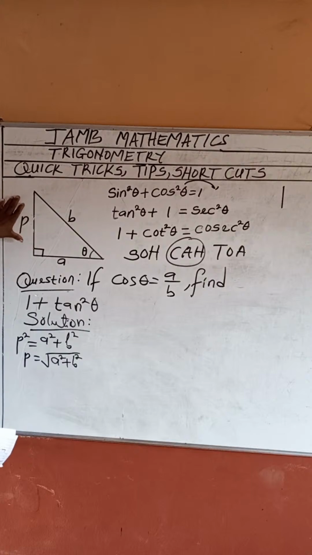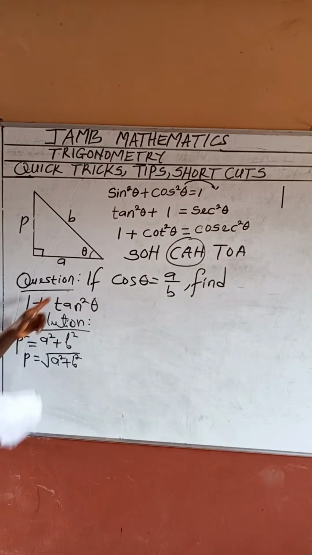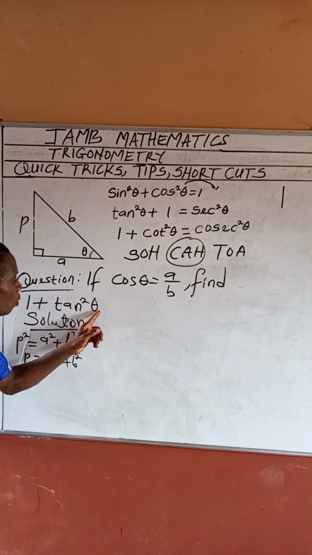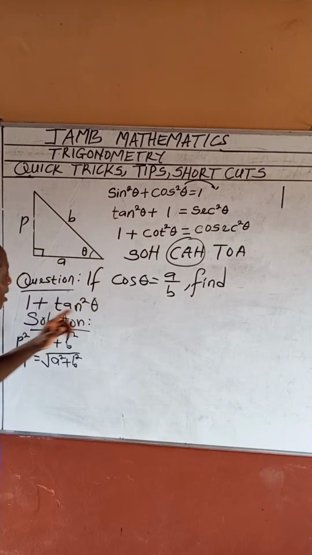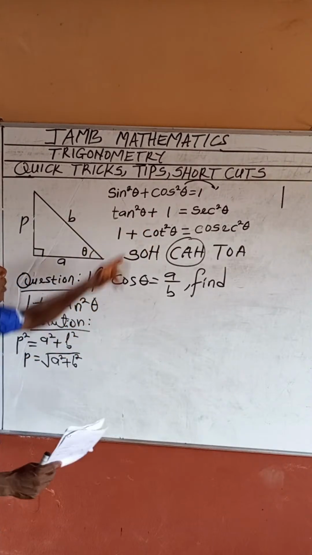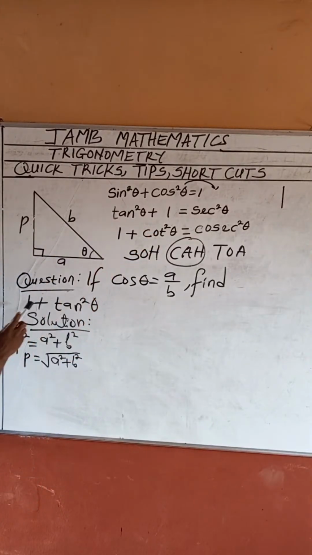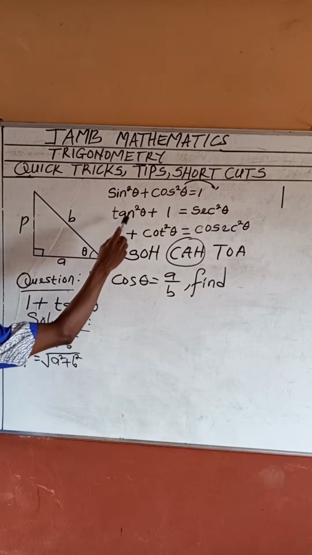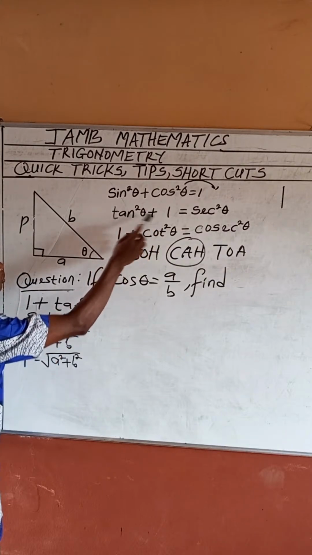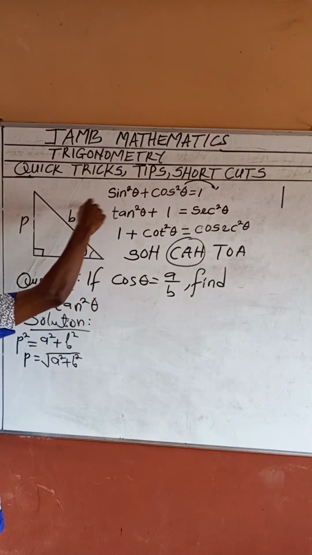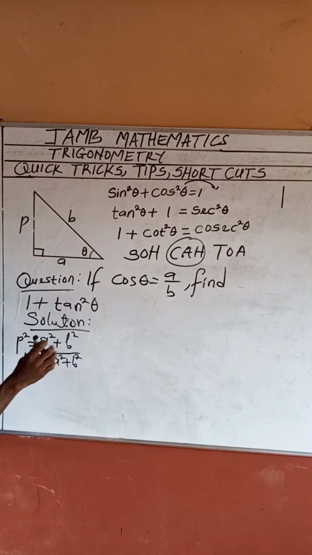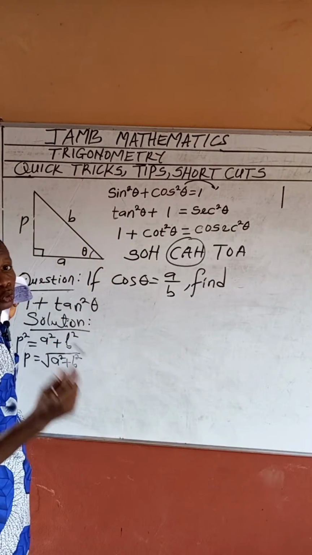So once we have gotten this place, we can go ahead and find 1 plus tan squared theta. But instead of taking this long formula, let's look for where we have 1 plus tan squared theta. Look at it here. This is 1 plus tan squared theta. Whether the 1 is here or here does not matter, 1 plus 2 is the same thing as 2 plus 1.